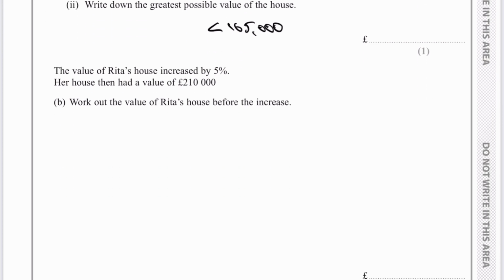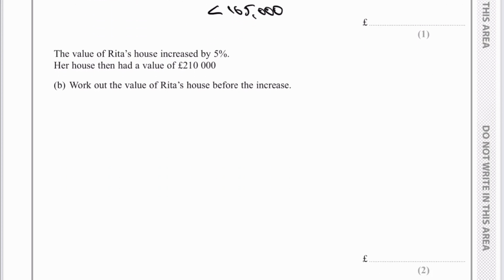Then it says the value of Rita's house increased by 5%. The house then had a value of 210,000. So what we're basically saying is 210,000 is equal to 105% of Rita's house value.